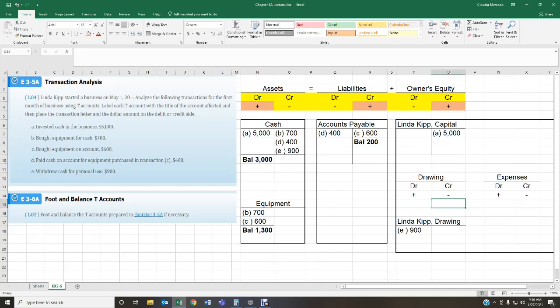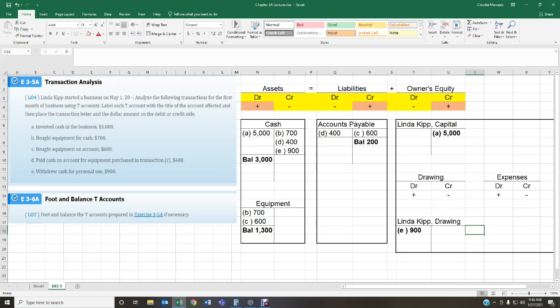My capital account, I don't need to foot it because I only have one transaction. My balance is 5,000. And my drawing account, I don't have to foot it because it's just one transaction. My balance is $900. Okay, so those are my ending balances. So footing means that we're just basically getting or obtaining the ending balance on each of our accounts. If we have multiple transactions on the debit and the credit side, we have to figure out what it is.